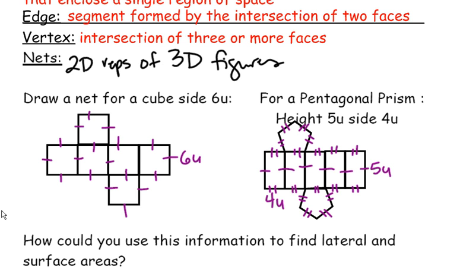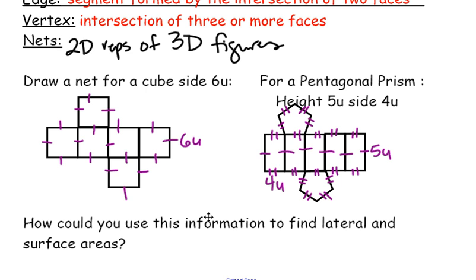All right, so how could we use a net to find the lateral and the surface areas? Lateral means area of the lateral faces. Surface area means the area of all the faces, including the two bases. Well, we know from past units how to find the area of a square, a rectangle, and a pentagon. So we can just find each of the individual areas of these two-dimensional figures and add them up to find all of the lateral and surface areas.